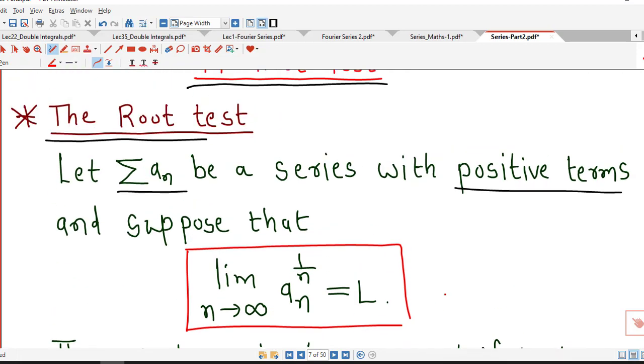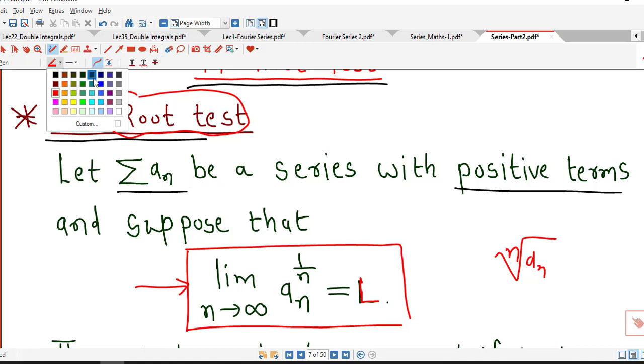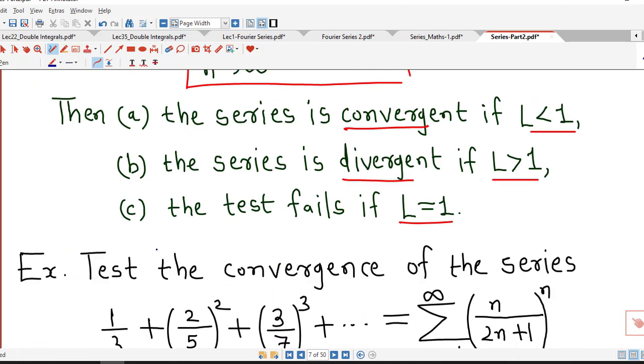Because we are considering nth root of nth term, this test is known as root test. So we are interested in the limit of nth root of nth term of a given series. If this limit is less than 1, the series is convergent. If this limit is greater than 1, the series is divergent, and the test is inconclusive if L equal to 1.